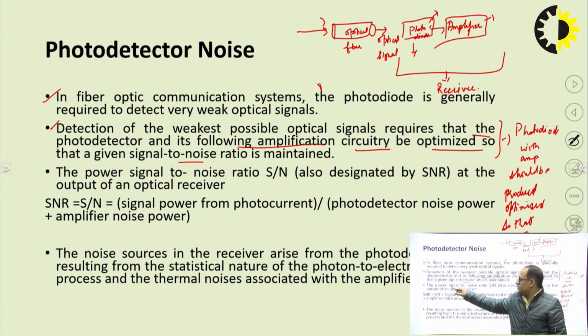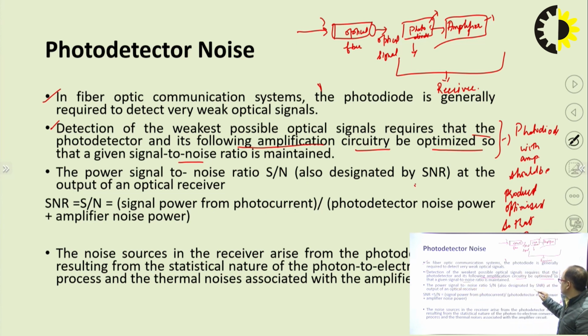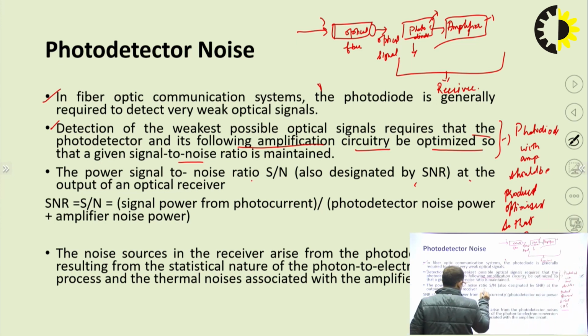The power signal to noise ratio is designated by SNR at the output. The SNR is the main parameter which determines the performance of the photodiode. Clear? So SNR is equal to what?